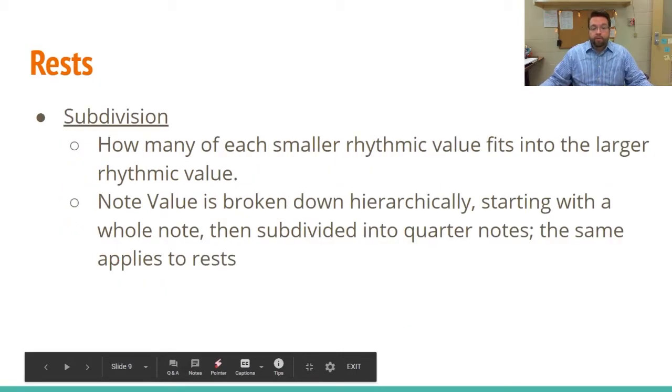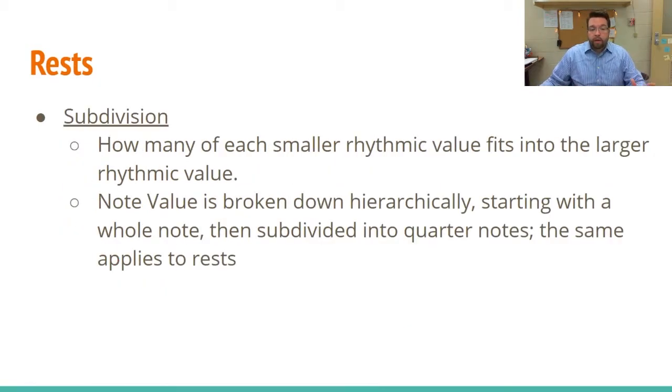Now, a subdivision. What we've done so far, especially with note values, we have subdivided from the whole note. So the 4 quarter notes are a subdivision of a whole note. Okay, so it's a broken down hierarchy starting with the whole note, and then it subdivides down into quarter notes, and the same applies with the rests.